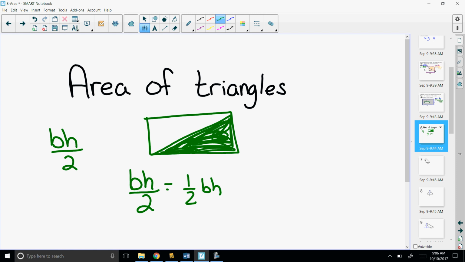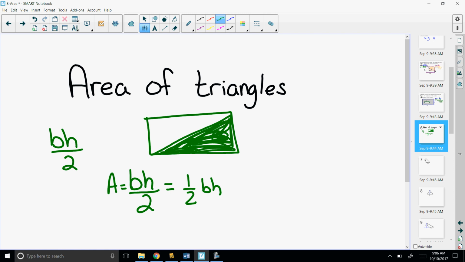So if you don't know what the area of a triangle is, I would write that down. Area of a triangle is base times height divided by 2, or half the base times the height. They both mean the same thing. Do you have that or not?